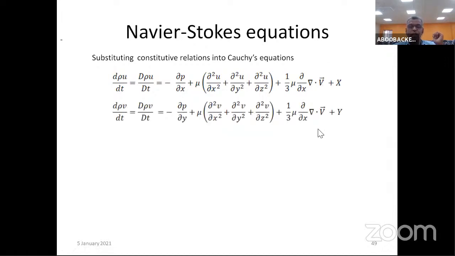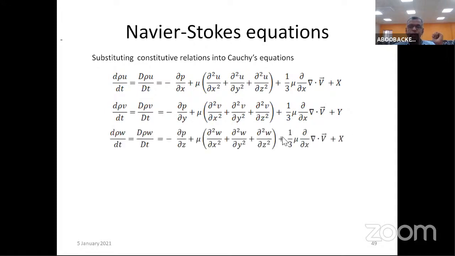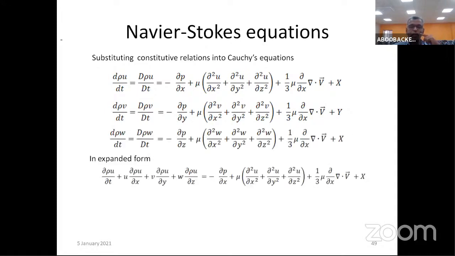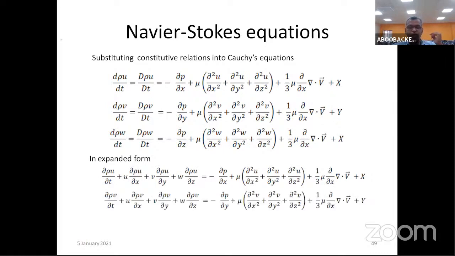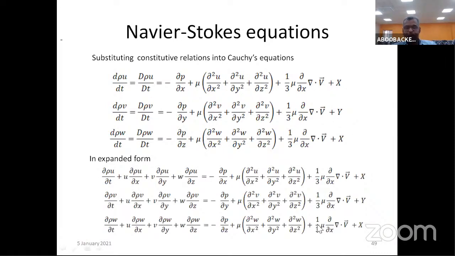So we get the Navier-Stokes equations in the X direction, Y direction, and Z direction. This is the total derivative, D by Dt. If you expand it, we have the pressure gradient, then viscosity terms all together, and 1 by 3 mu grad of del dot V, etc. The left-hand side is also expanded. So this is the expanded form of the Navier-Stokes equation, which is the basis of CFD, and a solution is impossible for this as such.